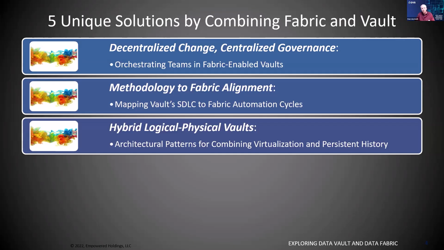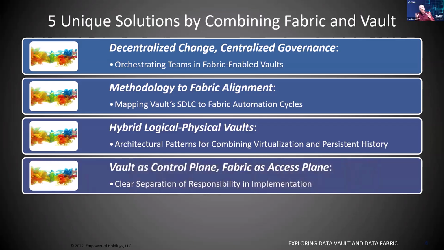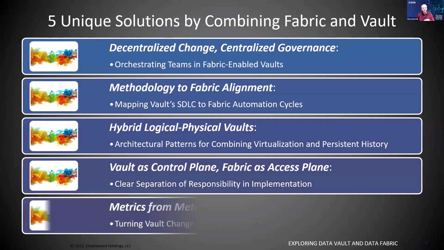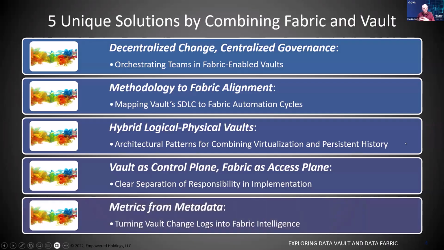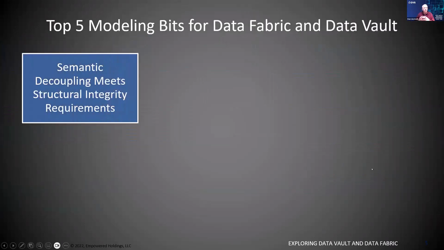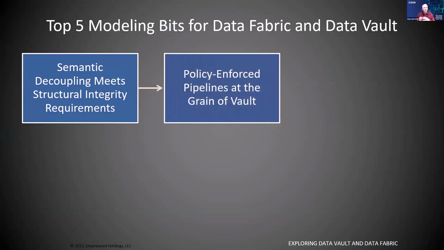So you can't necessarily build hubs, links, and satellites on Google BigQuery and make it run. So you have to do something to it, and that's normally denormalization. Vault is a control plane and Fabric is an access plane. Clear separation of responsibility in implementation layers. So that's pretty cool. And then metrics from metadata, turning Data Vault change logs into Fabric intelligence. Cool. Big highfalutin new terms. In terms of the modeling components, semantic decoupling meets structural integrity. And those are the requirements for the data fabric side of the house, right?